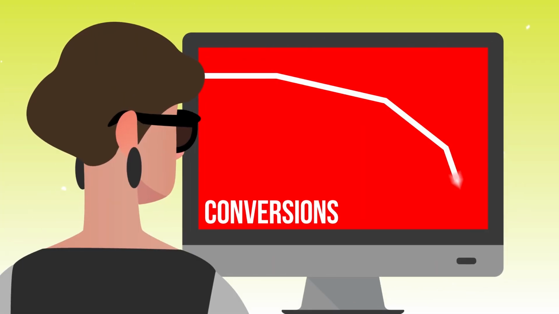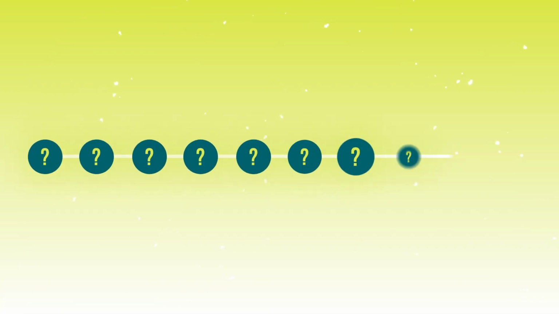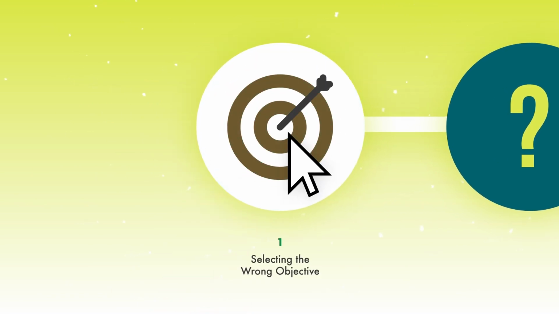Facebook ads are complex. That's probably why you're watching this video. If you're not seeing the conversions or return on investment that you're looking for, these 10 mistakes could be to blame. Mistake number 1, selecting the wrong objective.